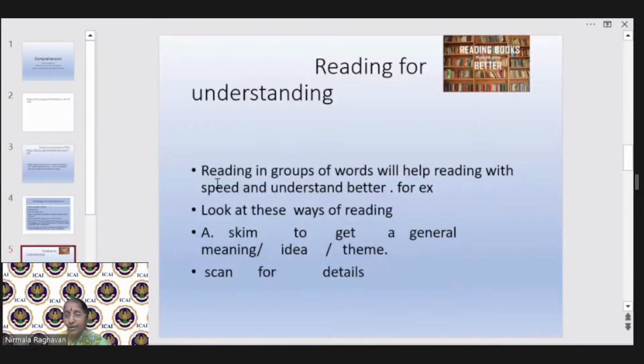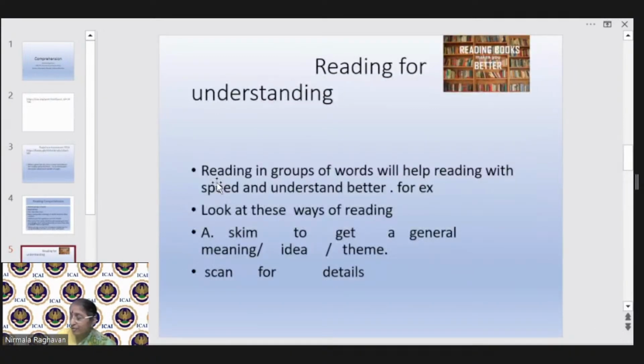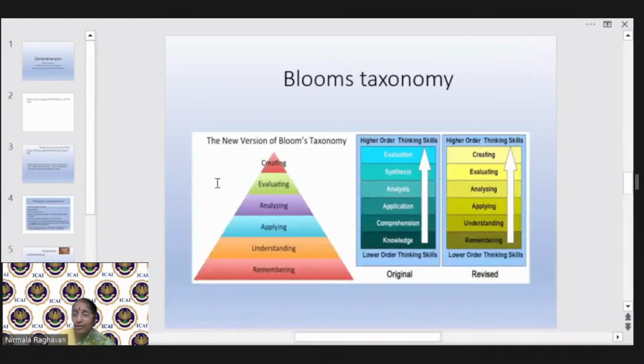Reading for understanding. Reading in groups of words will help you read with speed and understand better. Now look at the ways of reading. I told you yesterday, I'm not going to read this again. There are 3 types of reading. One where you read word by word, which makes no sense and is not fast. Two, you group them wrongly, then you don't understand. Three is the right way to read, by grouping it in the right way. That will help you read really well.